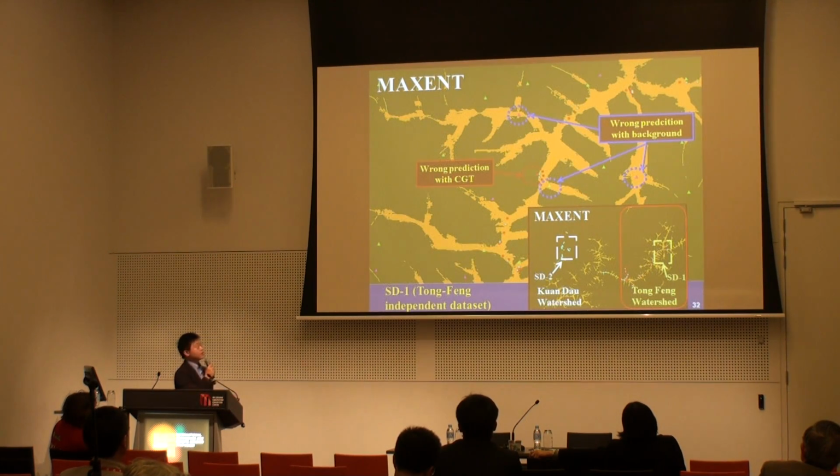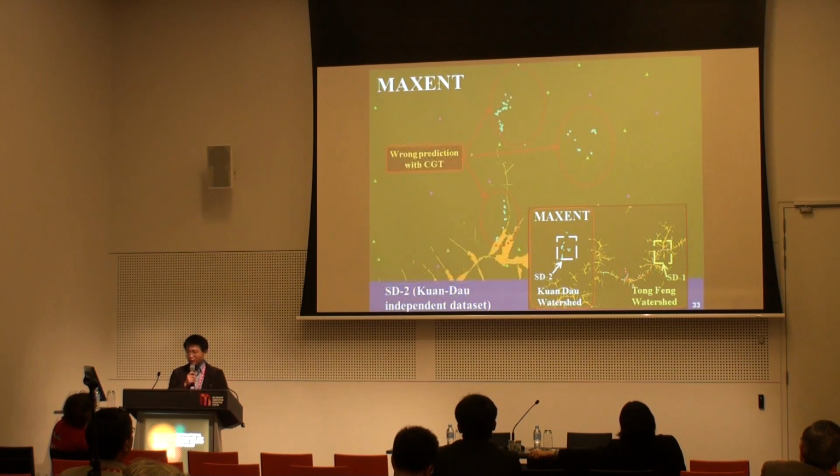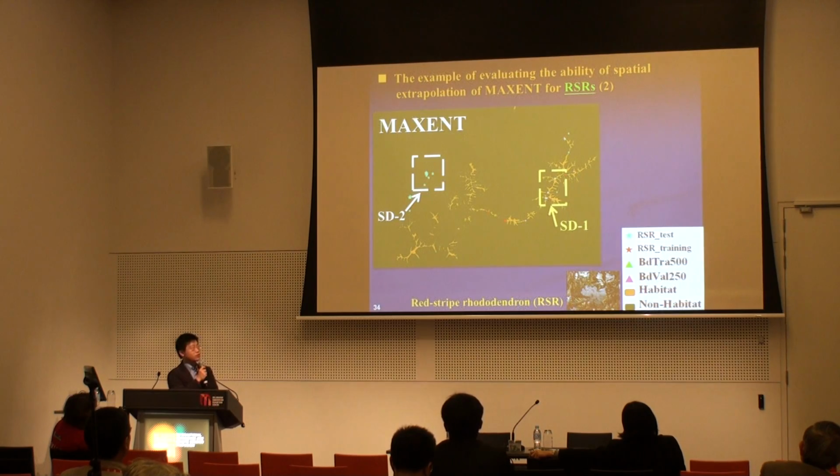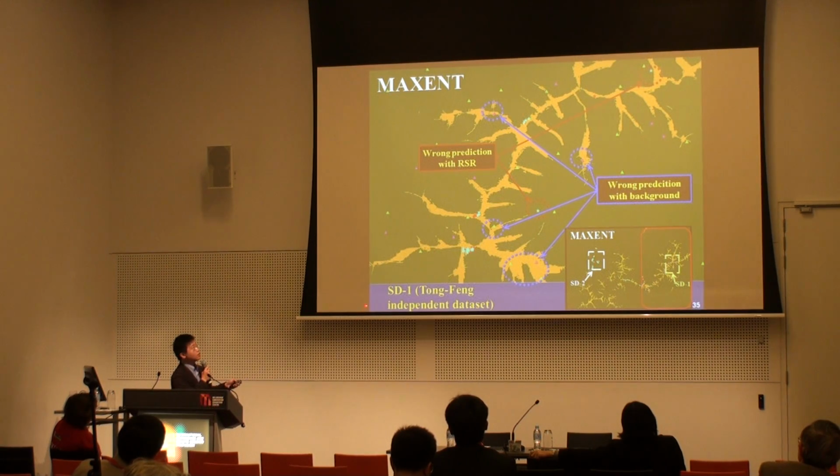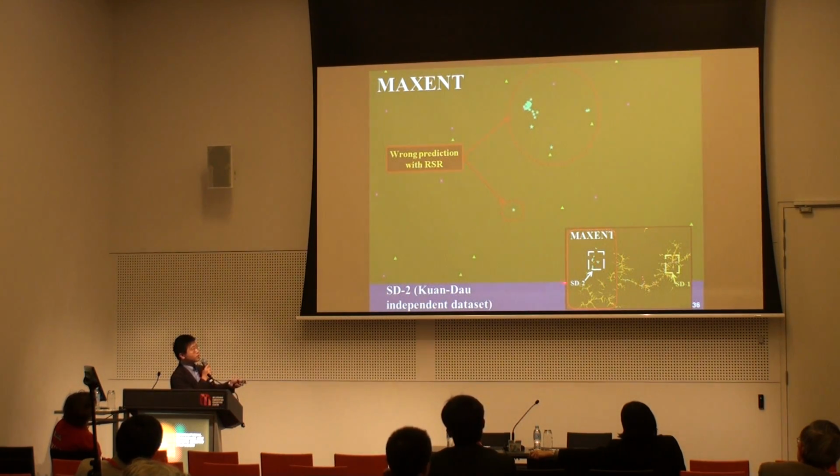It is clear that the model can predict very well in the local area. But when we go far away to the Guangdao watershed, we can clearly see that the test data fall into the wrong place and the model cannot predict them correctly. Other subspecies also show a similar phenomenon. We could say that in the SD1 case, the model distinguishes very well and reduces the commission error. But when we look at the other watershed, it has a very serious problem and falls into wrong predictions.